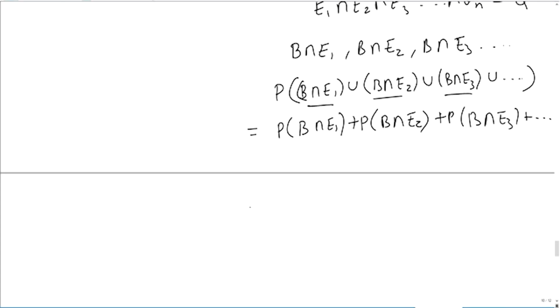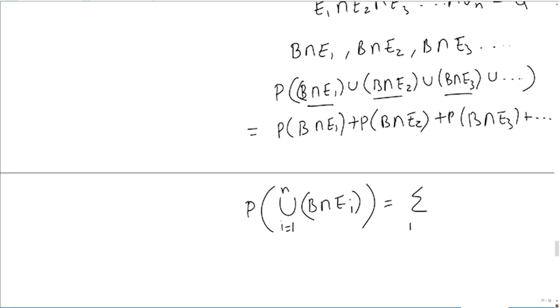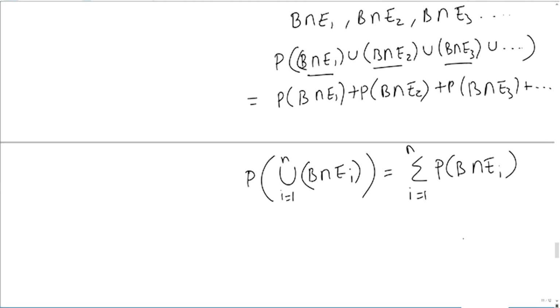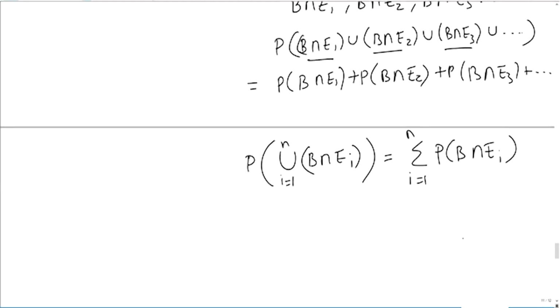So, what we are saying is this: the probability of the union from i equals 1 to n of all these terms B intersection Ei is equal to the summation of probabilities of B intersection Ei. Okay. So, that is the result that we are talking about, right? Now, what would this term be? Basically, the probability of B intersection E1 union B intersection E2 union B intersection E3.